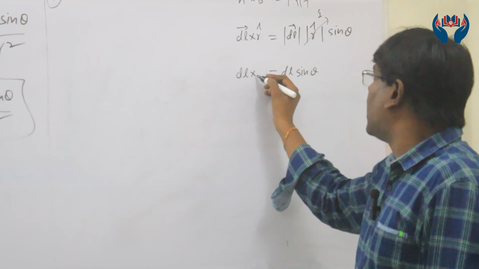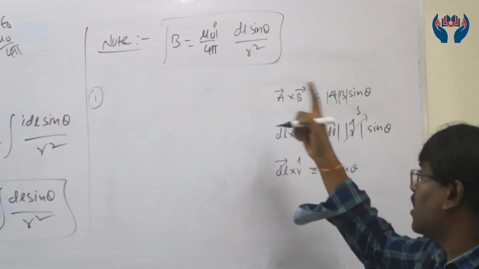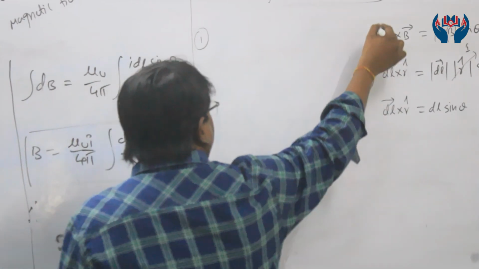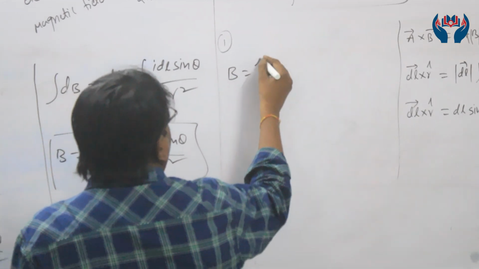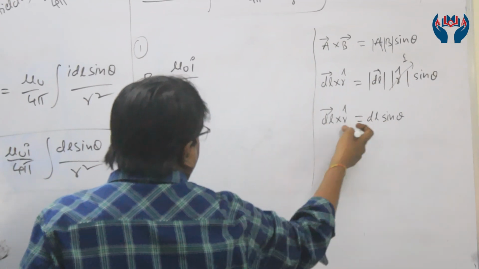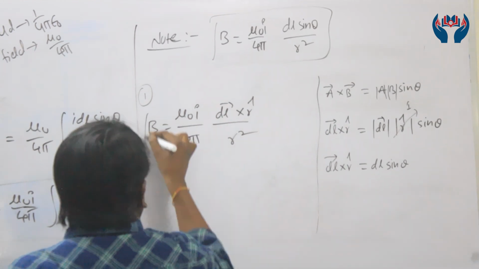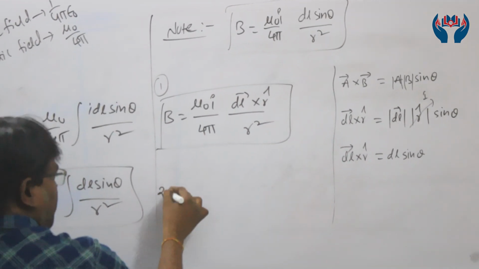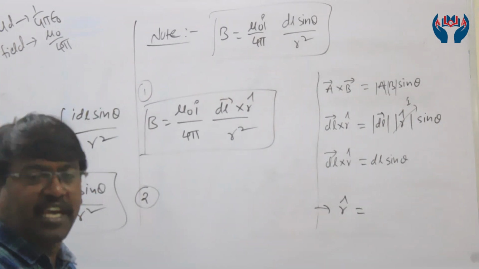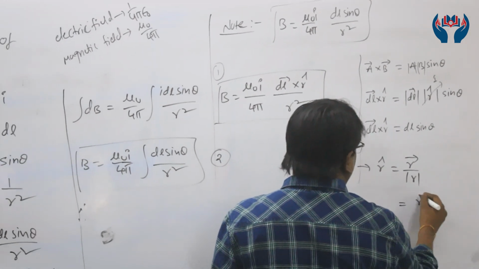That is equal to the magnitude of dl cross r cap, right? So in this place, instead of dl sin theta, we can write dl cross r cap. Now we will get the same formula in another form, the vector form. So mu naught by 4 pi into dl cross r cap by r square. How can we write the unit vector r cap? That is equal to vector r by magnitude of r. Simply we can write vector r by r.